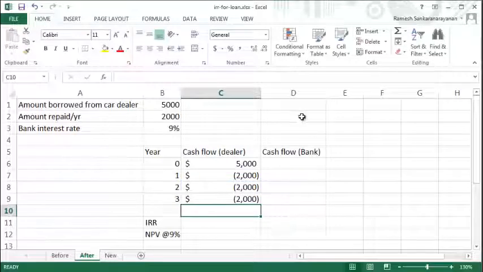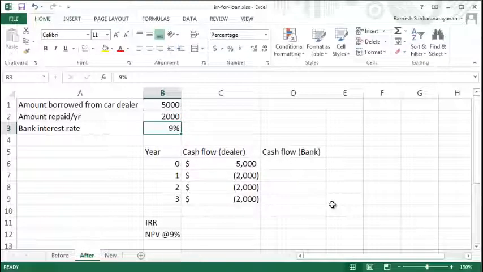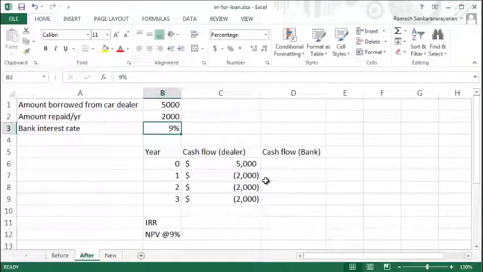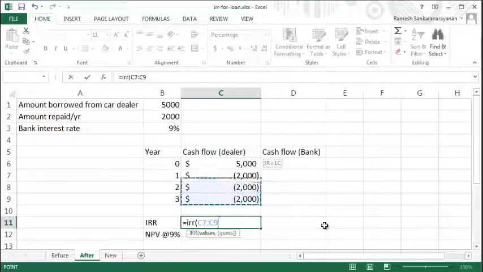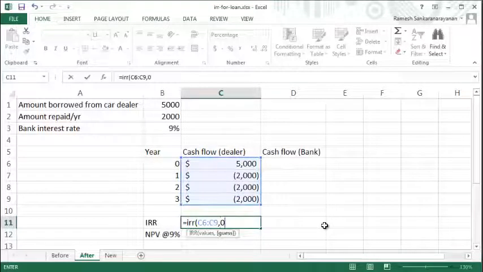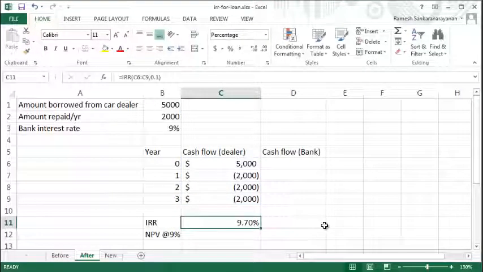Now, the other alternative is that you can borrow this $5,000 from a bank at a 9% interest rate. So you want to see if it is a good option to borrow the money from the car dealer or borrow it from the bank. To do that, we will compute the internal rate of return, IRR, for these cash flows. I'm just going to select all of them and give a 10% guess rate. And what you see is there is a 9.7% internal rate of return that applies to these cash flows.